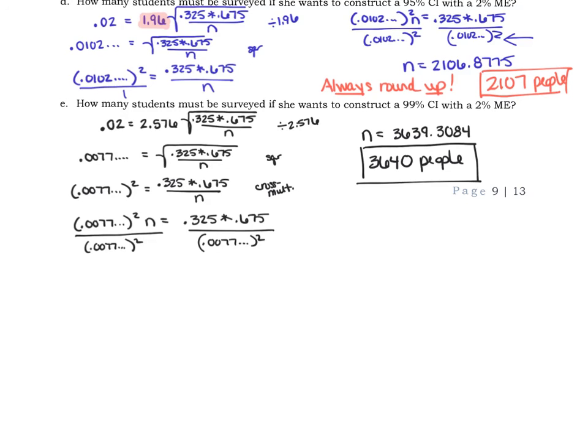First divide both sides by 2.576, then square both sides to get rid of your square root. Cross multiply. Again, I'm not writing out what 0.0077, etc., squared is. Just leaving it that way. And then doing the 0.325 times 0.675 divided by second answer on your calculator. And always round up. If you need 3,639 and some more people, even a partial person, you have to round up. So 3,640 people would be necessary in order to achieve her goal.